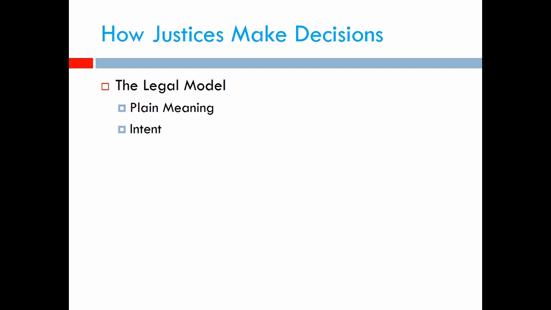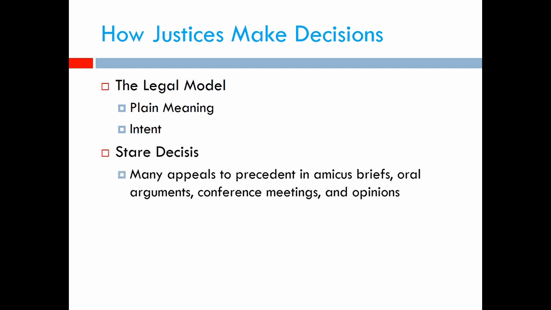Just apply the plain meaning and the intent. And they should also follow stare decisis. Stare decisis is, again, just some Latin that refers to precedent, that they should follow previous court rulings. And it's clear that people think this is really important because in these amicus briefs, the oral arguments, the conference meetings, and their opinion writings, all over the place, they're talking about, as we've seen in these other cases, these appeals to precedent, these appeals to stare decisis. Okay? And so people think that that's really important. But it's not clear that when the justices are making decisions that they're actually following this logic.